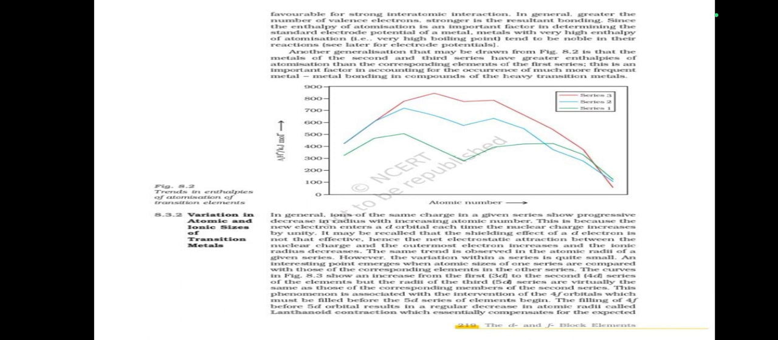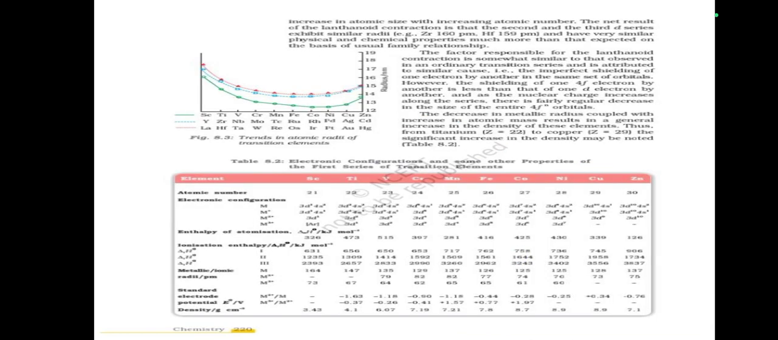compensates for the expected increase in atomic size with increasing atomic number. The net result of the lanthanoid contraction is that the second and third d series exhibit similar radii, Zr 160 pm and Hf 159 pm, and have very similar physical and chemical properties, much more than that expected on the basis of vertical family relationship.